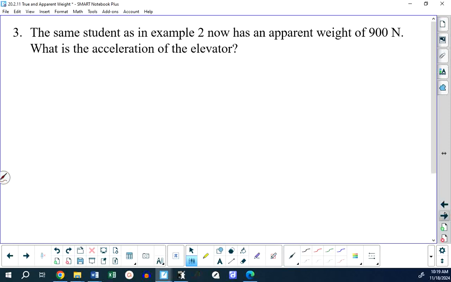We take a look at 3. The same student now has a weight of 900 newtons. Listen, we already know what their force of gravity is. But I'm trying to teach you a little bit of common sense here. You understand that a 75 kilogram person has a true weight of roughly 750 newtons? Because we multiply that by little g, which is very close to 10. So obviously this elevator is accelerating up because the applied force upward is more than their normal force of gravity.